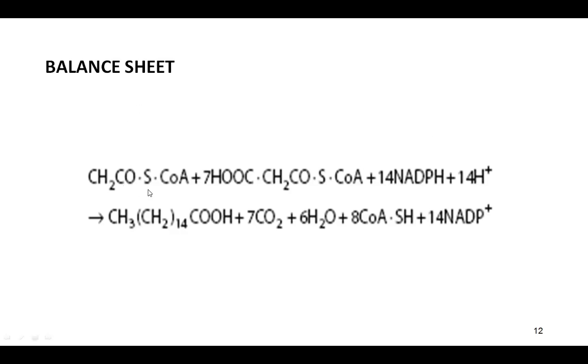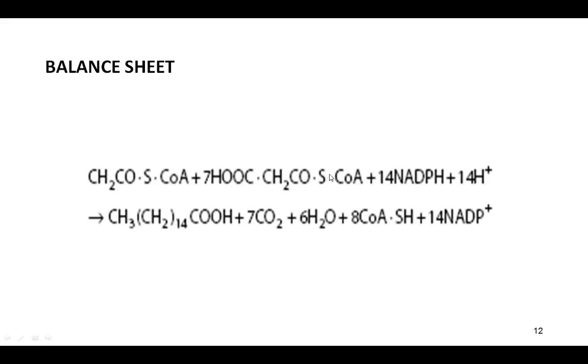So now the balance sheet: what are the substrates involved in fatty acid synthesis and what are the products formed? This is acetyl coenzyme A, a 2 carbon compound. Then 7 malonyl coenzyme A, because the first reaction of total fatty acid synthesis is by which enzyme? Acetyl coenzyme A carboxylase. There we saw that bicarbonate is required, carboxylation of biotin happened, that carboxyl group gets transferred to acetyl coenzyme A and then it forms malonyl coenzyme A. So this is acetyl coenzyme A and this is malonyl coenzyme A.